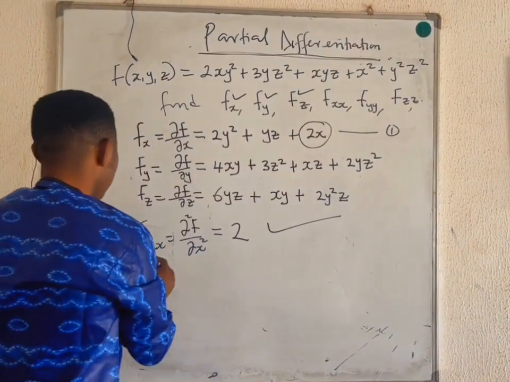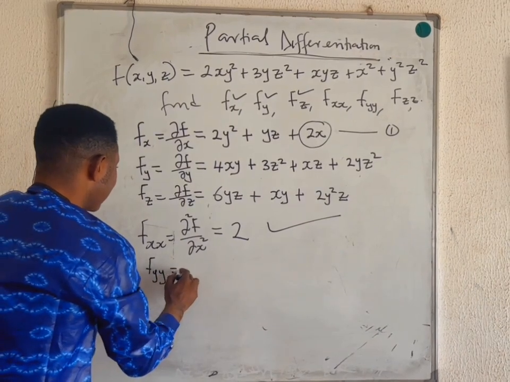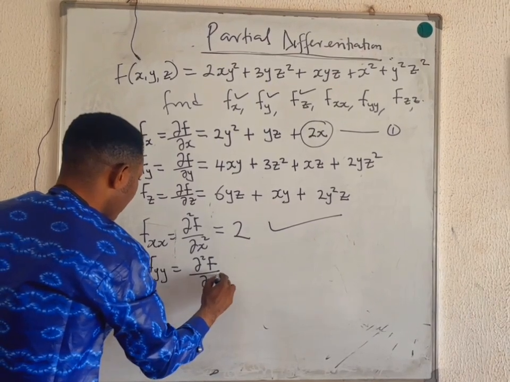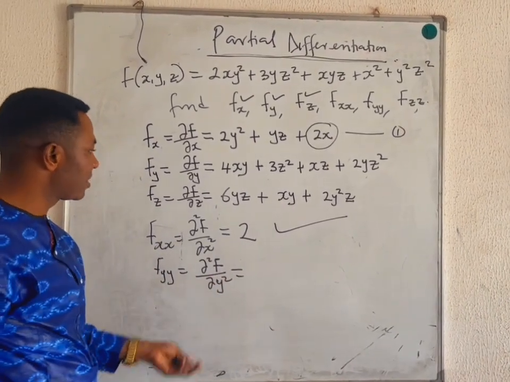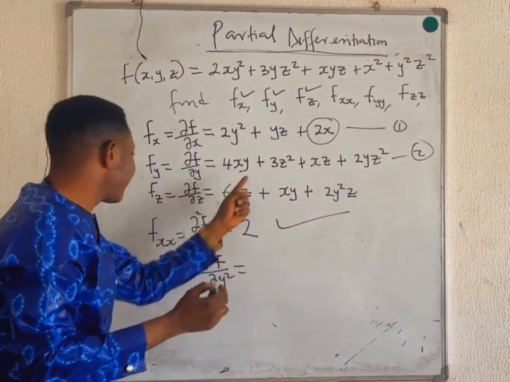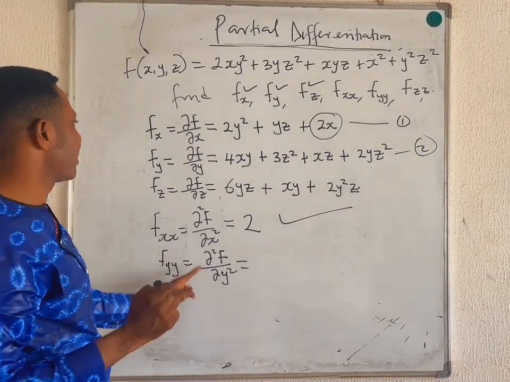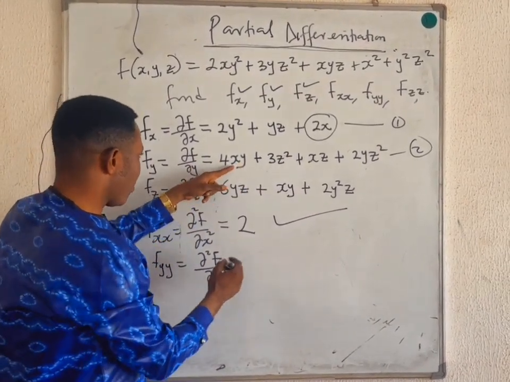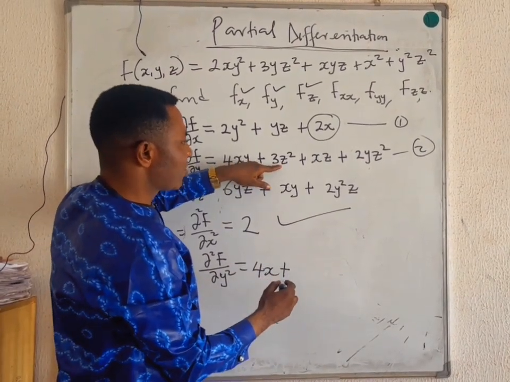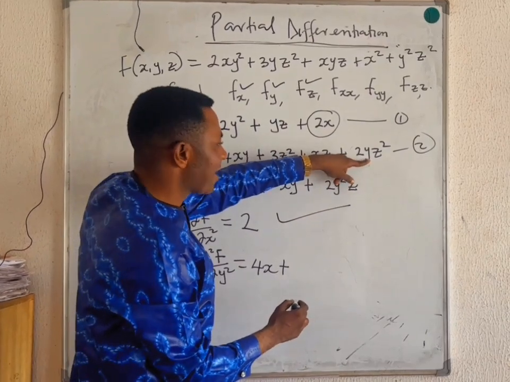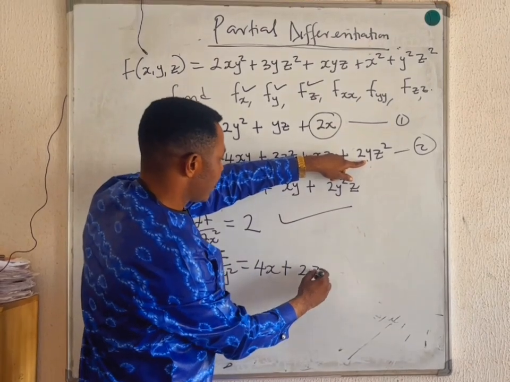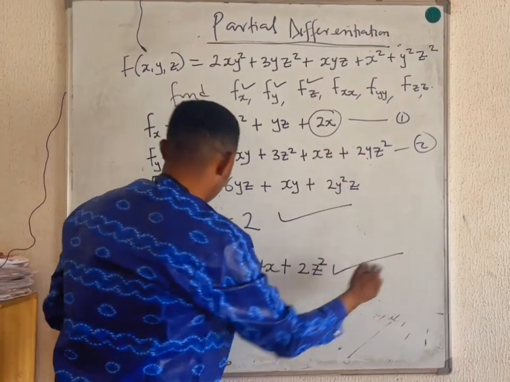Now the second one, they say fyy, that is the second partial derivative with respect to y. We said that you write it this way or this way, it is the same thing. Now our attention goes to equation 2, because when we differentiate this one again, it will give us the second partial derivative. There is y here, so differentiating this gives 4x. Plus there is no y in 3z squared, so that will be 0. But there is y in xz? No, but in 2yz squared there is y. Differentiating this y, you have 1, so therefore you have 2z squared. So this is also okay.